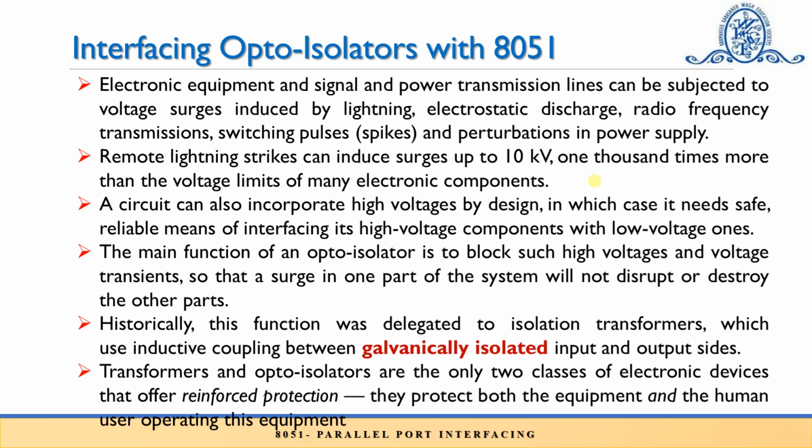So in this case, the opto isolator comes in picture, and the main function of the opto isolator is to block these high voltages and the voltage transients, so that the surge in one part of the system will not disturb the other part.